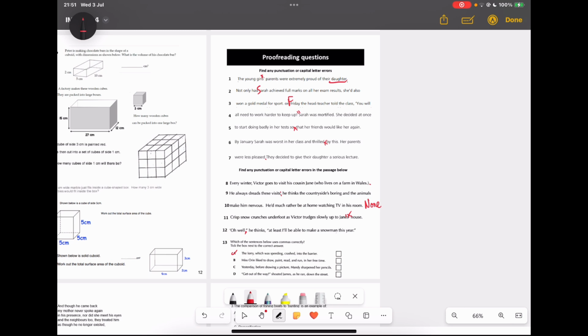B, Miss Oren liked to draw, paint, read, and run in her free time. Well, there shouldn't be a comma after run, so that's incorrect. C, yesterday, before drawing the picture, Mandy sharpened her pencils. This can be correct, yep. D, get out of the way, shouted James as he ran down the street. So there shouldn't be a comma after ran. So that leaves us with C. So the answer to 13 will be C.